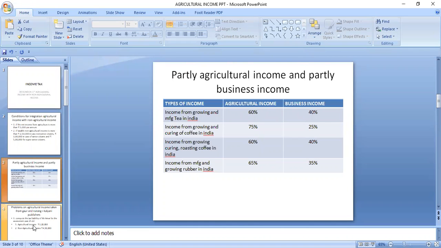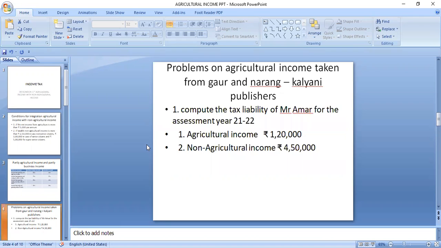Now, I'll show you a problem. Next slide. This problem is taken from Gaur and Lavan, Kalyani Publishers. The first problem: compute the tax liability of Mr. Amar for the assessment year 21-22. They have given agriculture income 1.2 lakhs and non-agri income 4.5 lakhs. We have to compute the tax liability of Mr. Amar. That means the two conditions are satisfied.